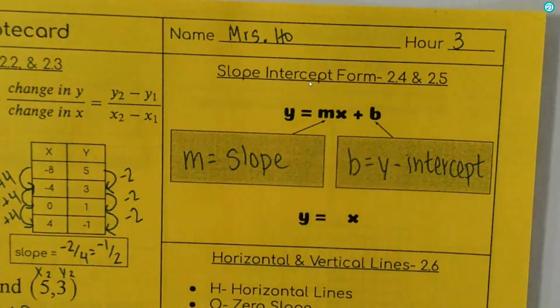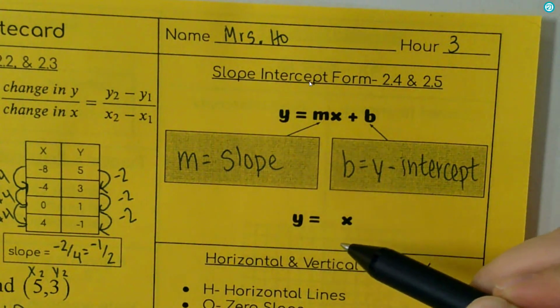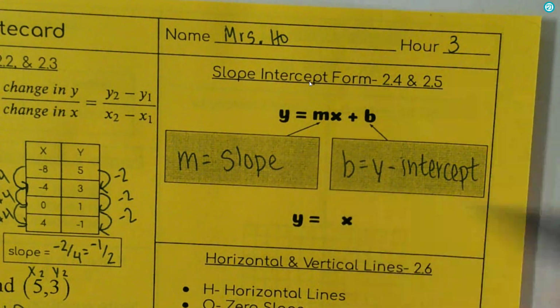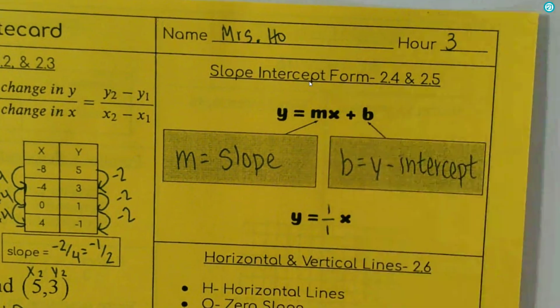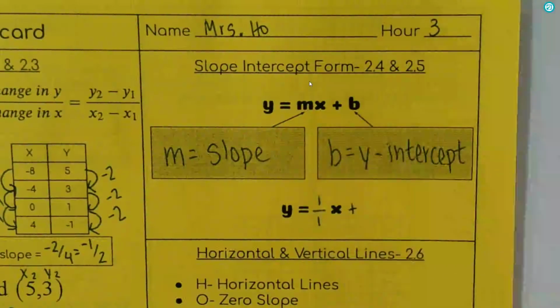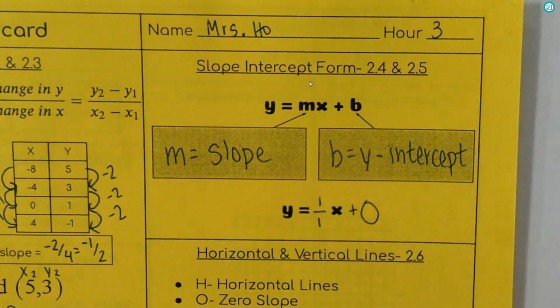Okay, then right here, this y equals x always throws us off. What number is in front of that x? 1. A 1. And if I want to make that a fraction, I can put it over 1. And then what is my y-intercept if there's no y-intercept? 0. Yep. Good job. Okay.